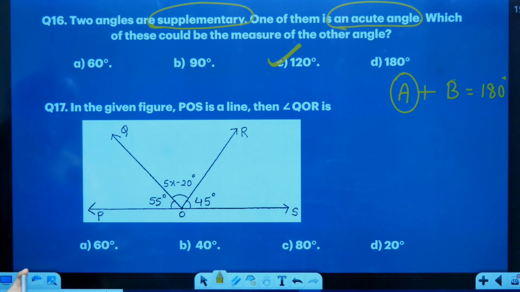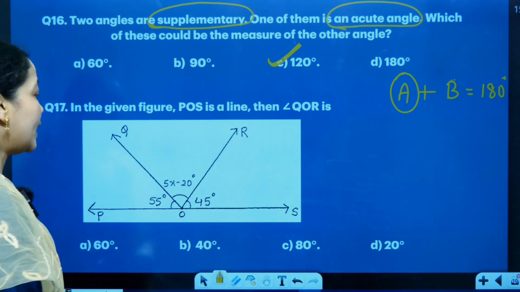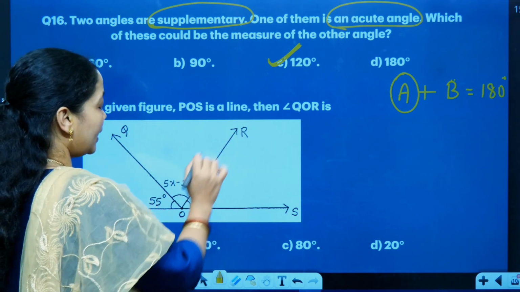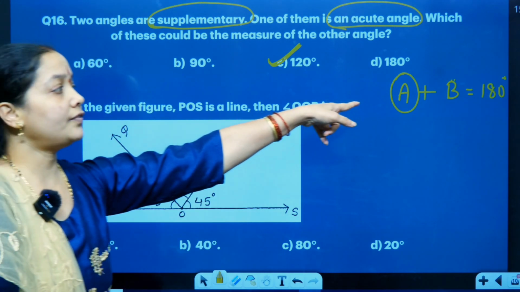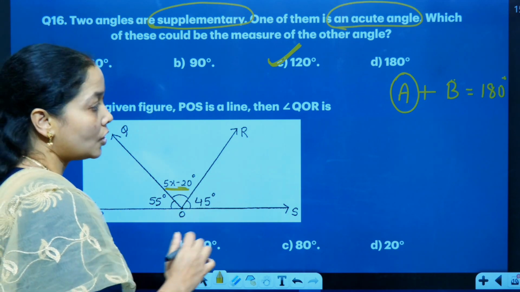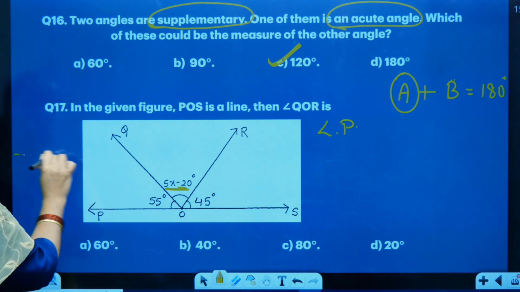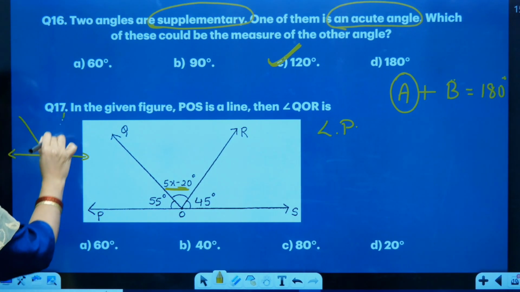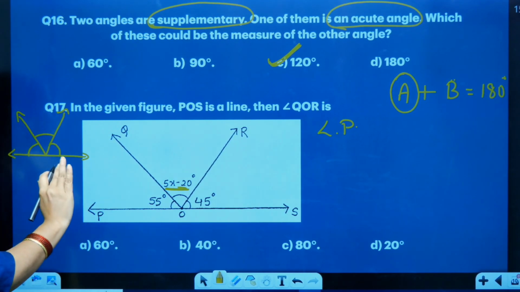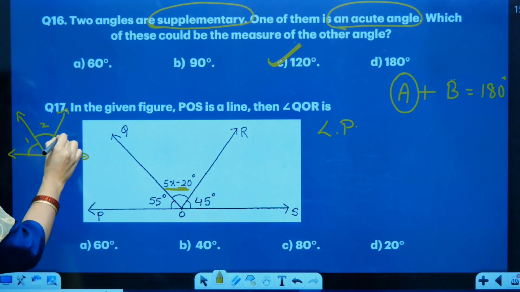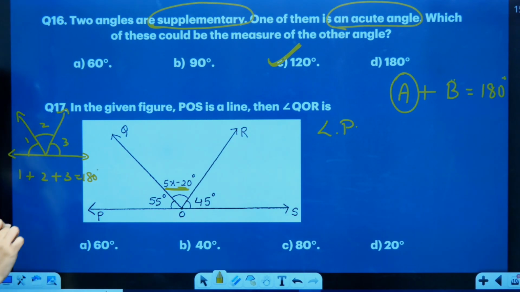17th question, in the given figure, POS is a line. POS is a straight line. Then they are asking me to find angle QOR, which is represented in x format, 5x minus 20. As I told you, if it is a straight line, we can consider the concept called linear pair. What is a linear pair? If I have a straight line like this, and this angle is bifurcated by some rays, then the sum of all the angles bifurcated, if I consider them as 1, 2 and 3, the sum of angle 1 plus 2 plus 3 should be equal to 180 degrees. That is meant by a linear pair.